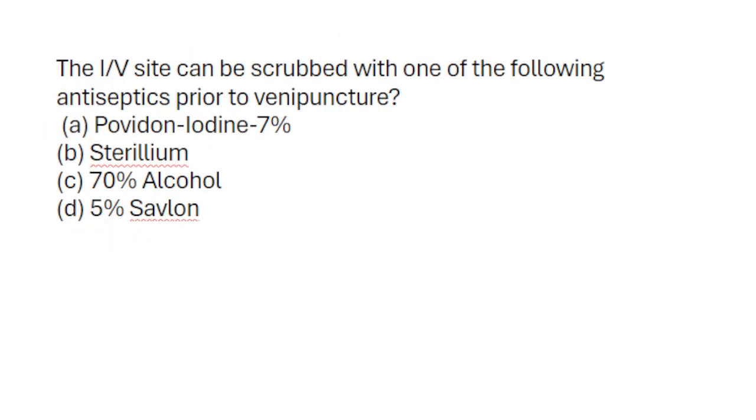The IV site can be scrubbed with one of the following antiseptics prior to venipuncture. Before doing venipuncture, some solution we will use. What is that? Here we have asked: A. Povidone iodine 7%, B. Sterilium, C. 70% alcohol, D. 5% Savlon. So we will use only 70% alcohol. C is our answer.